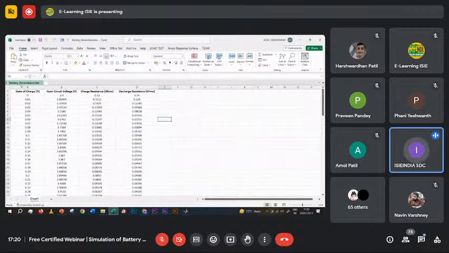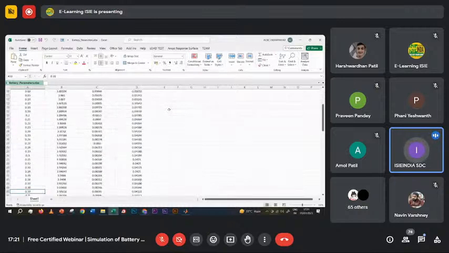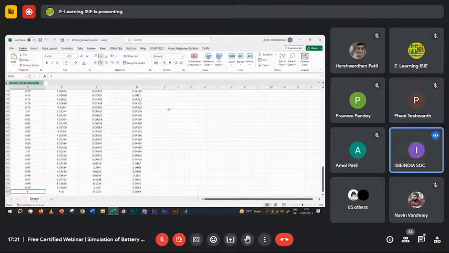So this is an Excel sheet which is representing the SOC, the OCV, the charge resistance, and the discharge resistance. You can see here the SOC is from 0 to 0.0123, and so on. The 0.1 is 10%, and 0.2 is 20%. Similarly 0.4 is 40%, 0.6 is 60%, 0.8 is 80%, and 1 is here the 100%. So this is the SOC.